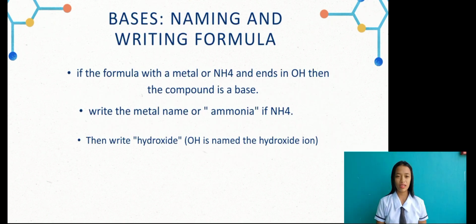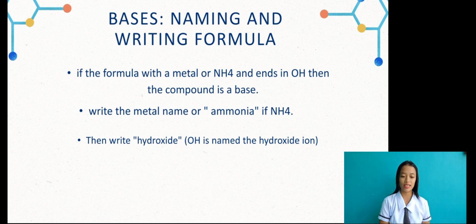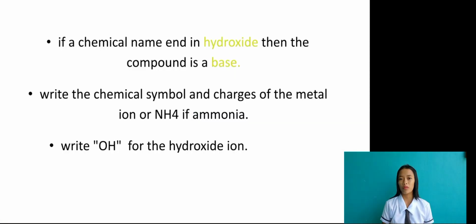Since earlier Miss A taught us how to name acids, now I'll be discussing how to name bases and write their formulas. If the formula has a metal or NH4 and ends in OH, then the compound is a base. First, write the metal name, and then add hydroxide, whose symbol is OH. As you can see in our PPT, our example is NH4.